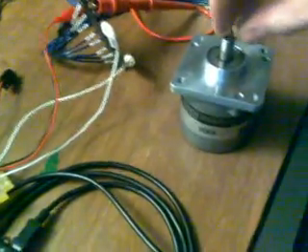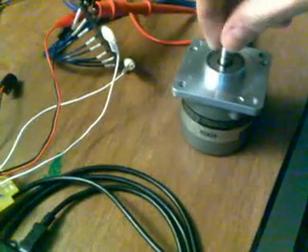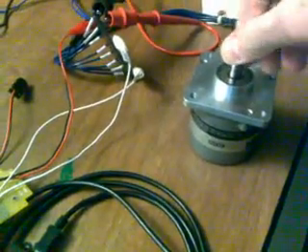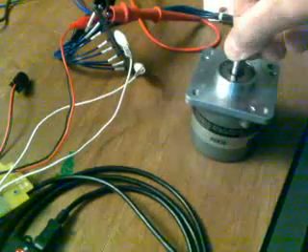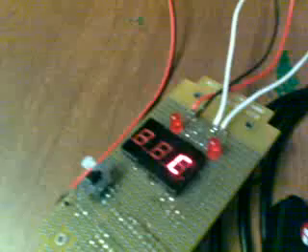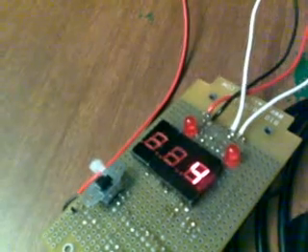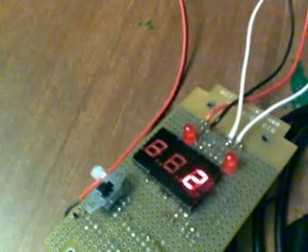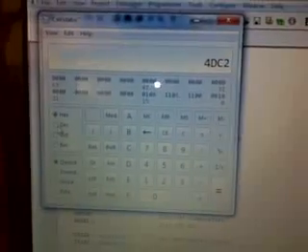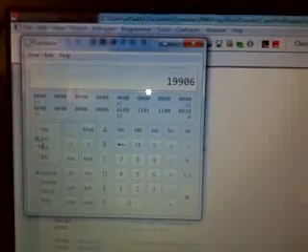And I can prove that it's actually counting by bringing it back into count mode, moving it past the marker pulse, and then moving it back and forth a few times, and then bringing it past the marker pulse again, and then we should get a new number. 4D C2, and if we go over here, 4D C2 is 19,906. That's because I added some pulses going back and forth.